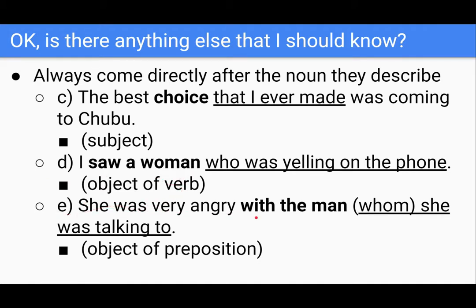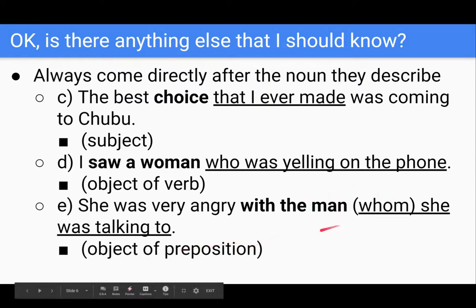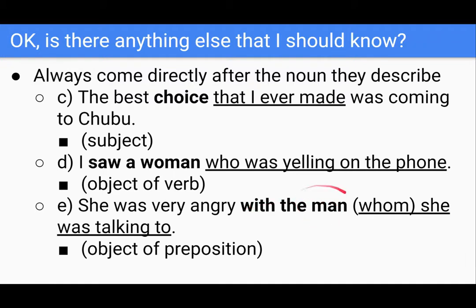Example E, she was very angry with the man whom she was talking to. All right. This time, whom she was talking to is the adjective clause describing man. And this time, man is the object of a preposition with. Okay, so here's the prepositional phrase with the man. And then this is a noun. And after this noun, we have the adjective clause. Okay, so those are the 3 places that you can find adjective clauses. After a subject, after the object of a verb, or after the object of a preposition.